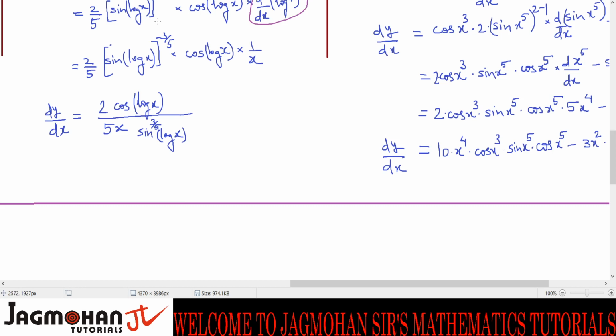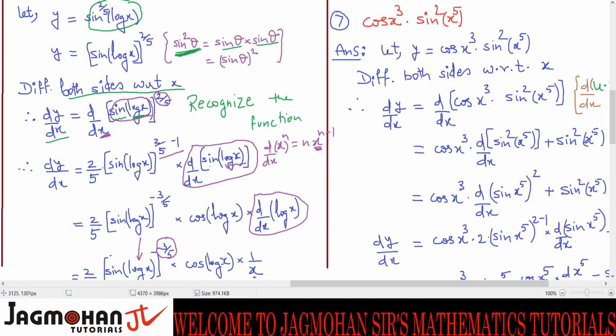And then this part you simplified, the power became minus 3 upon 5, and this whole thing is copied as it is, and cos of log x is as it is, and d by dx of log x is 1 upon x. The final step is the sine of log x raised to minus 3 upon 5. This is written in the denominator, so the power will become positive, cos log x, and x, this x is written here. So the final answer is 2 cos log x upon 5x into sine raised to 3 upon 5 log x.